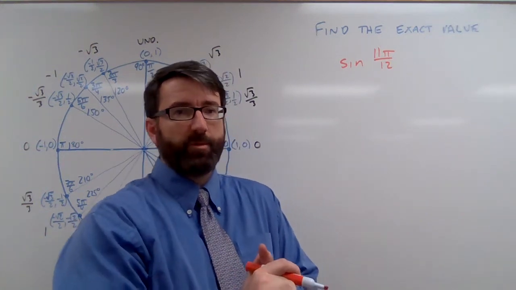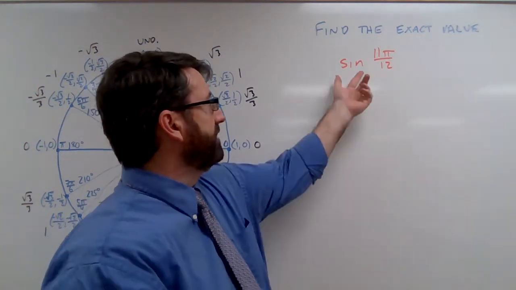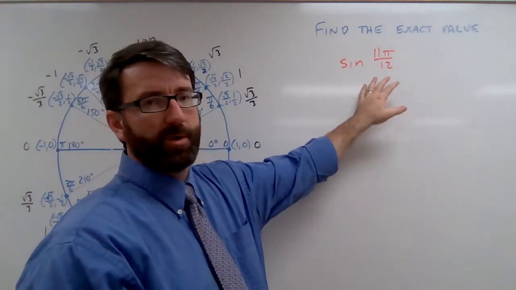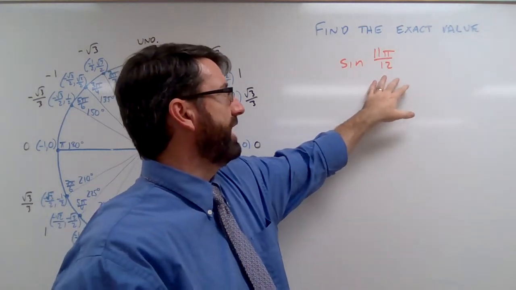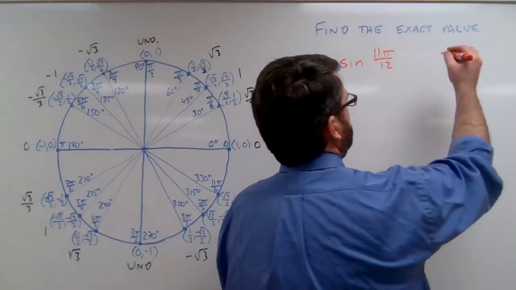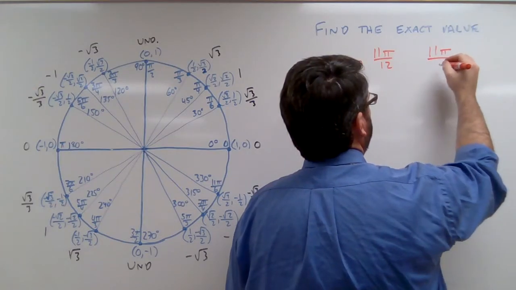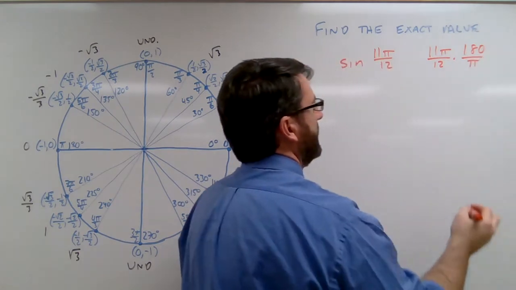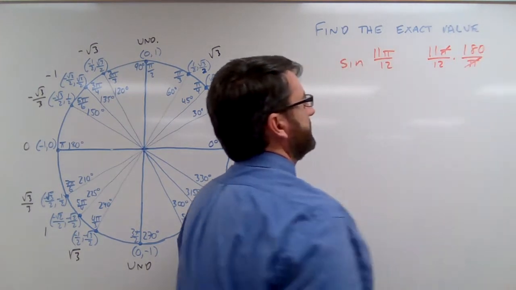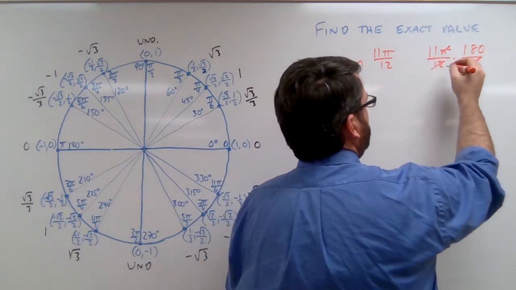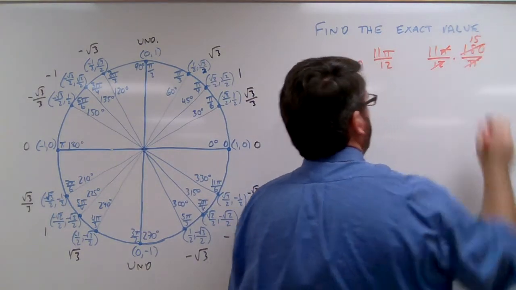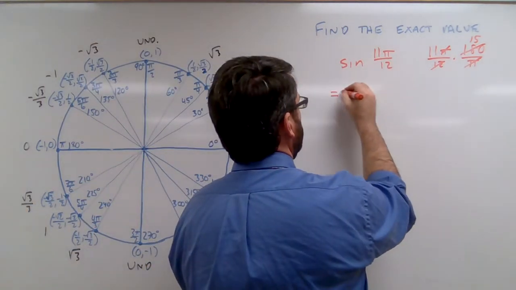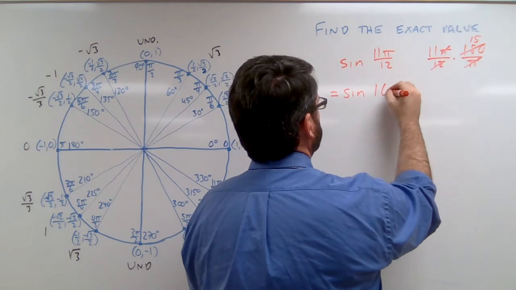All right, for this problem, we're asked to find the exact value of the sine of 11 pi over 12. So to make this a little easier to work with, let's change this angle from radians to degrees. We'll do that by multiplying 11 pi over 12 times 180 over pi. If we do that, the pi's will divide to 1, and 12 goes into 180 15 times. And 11 times 15 is 165. So this is equal to the sine of 165 degrees.